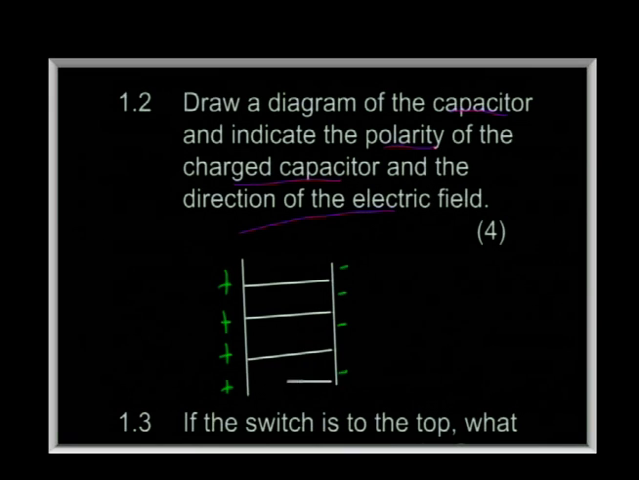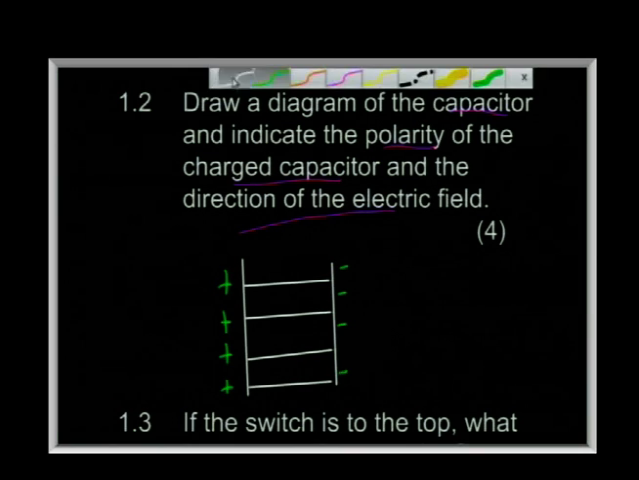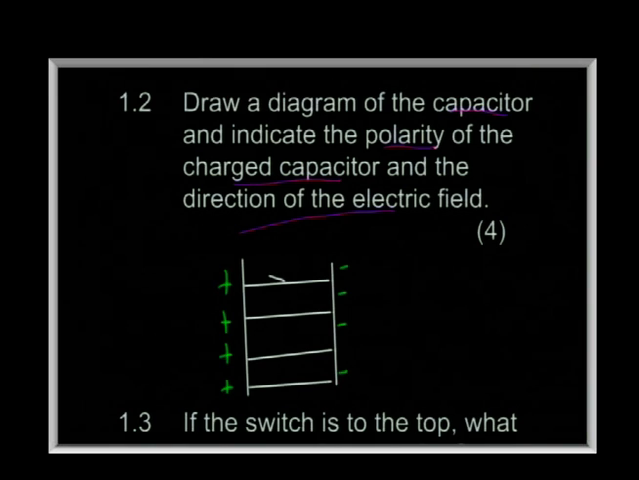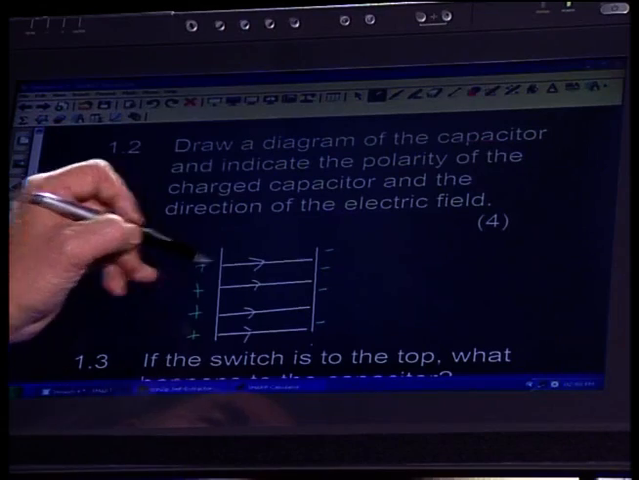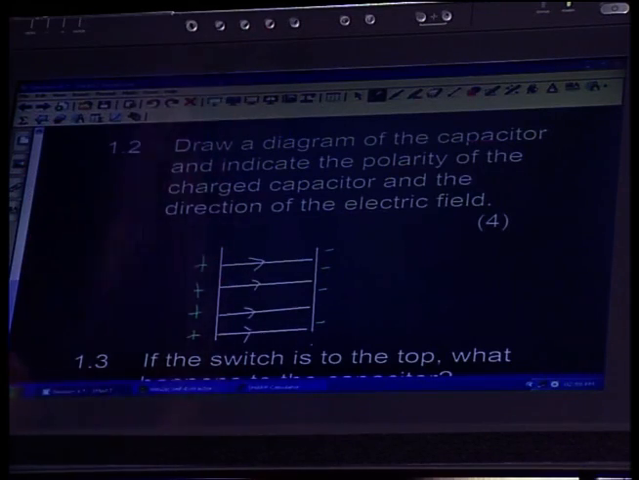between the plates, and I now need to indicate the direction of the field. Well, the electric field is always from positive to negative, and I indicate it like that. So there's the electric field associated with the capacitor. Let's make sure that we've got the full question sorted out. Draw the diagram of the capacitor and indicate the polarity of the charged capacitor and the direction of the field. We've indicated the polarity. This is positive, that's negative, and we've shown the field. Done it. Not that difficult. I hope you can see that.